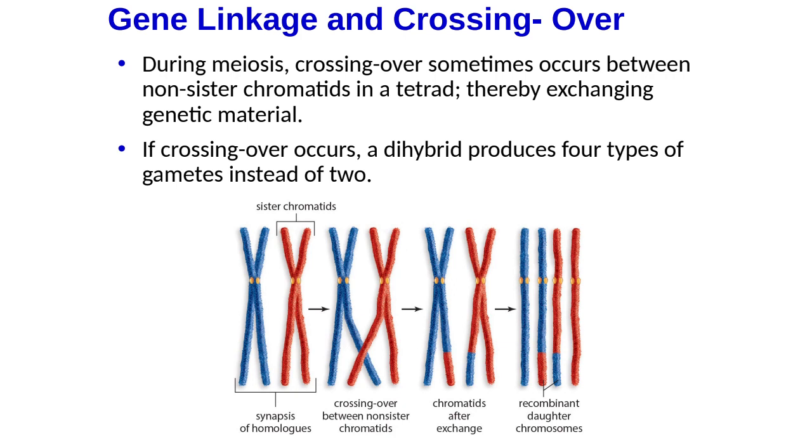How does that occur? Well, during meiosis, there's a phenomenon called crossing over that sometimes occurs between non-sister chromatids in a tetrad, and this leads to exchange of genetic material. We actually talked about this earlier when we covered meiosis back, I believe, in chapter 5.